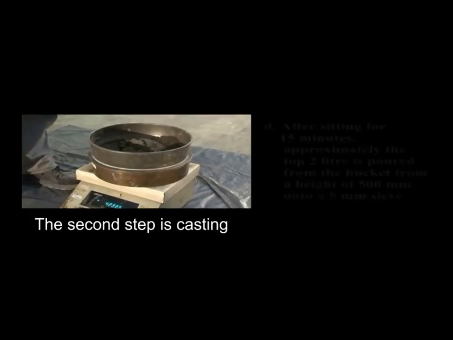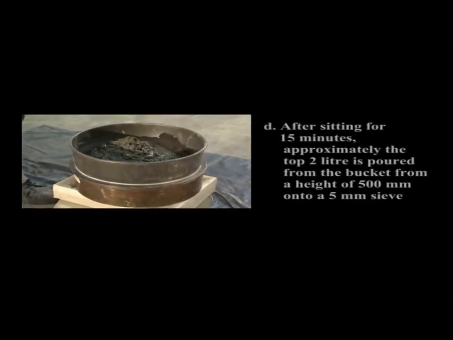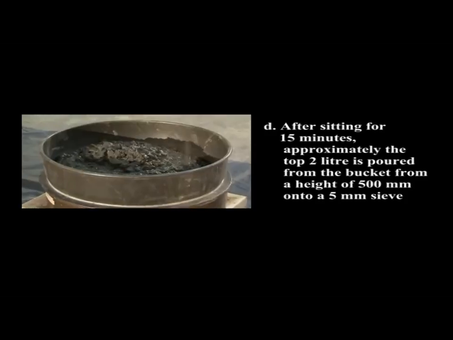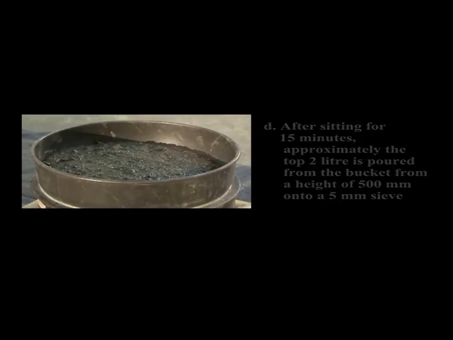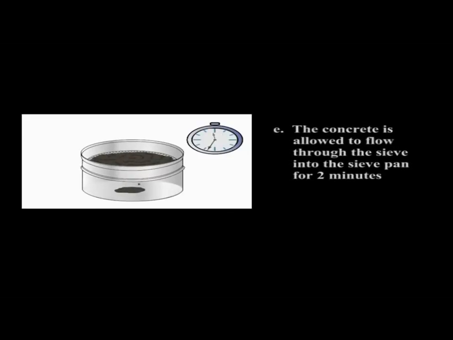The second step is casting. D. After sitting for 15 minutes, approximately the top 2 litre is poured from the bucket from a height of 500 mm onto a 5 mm sieve. E. The concrete is allowed to flow through the sieve into the sieve pan for 2 minutes.